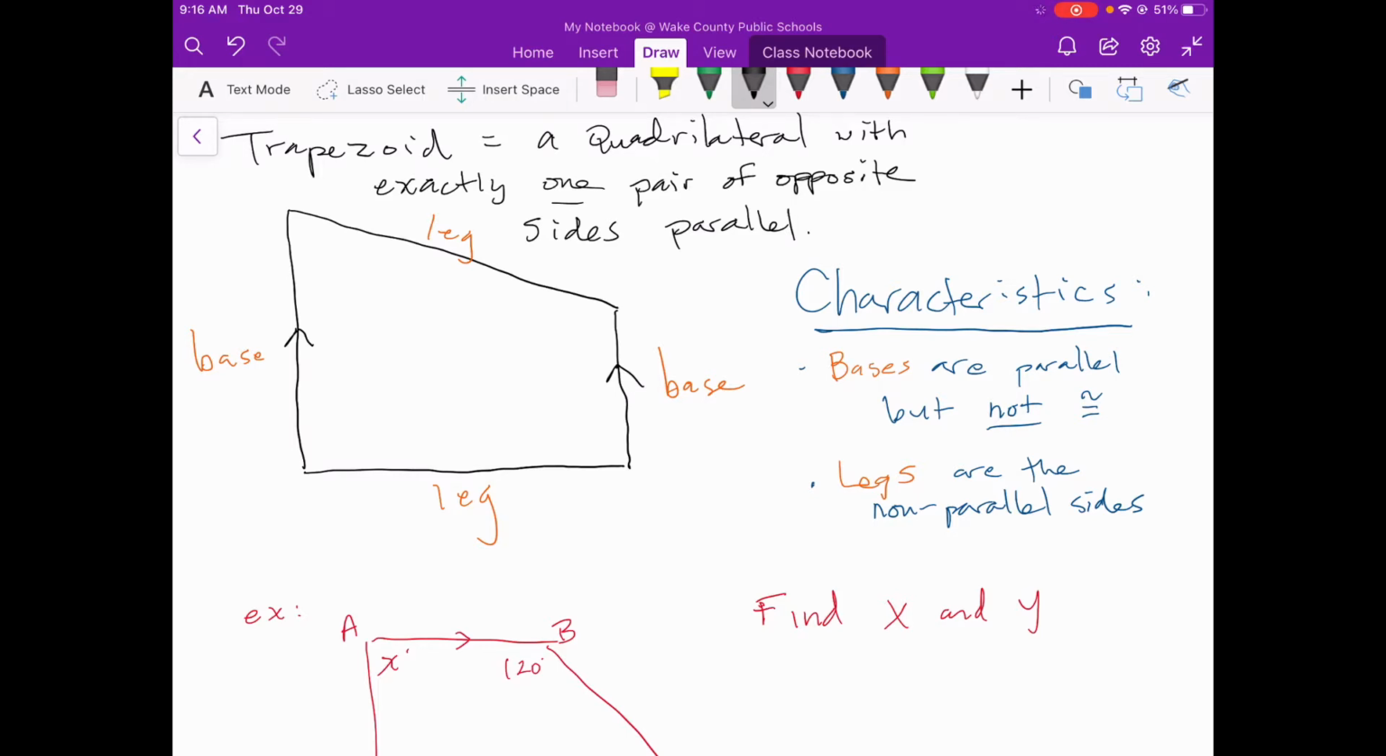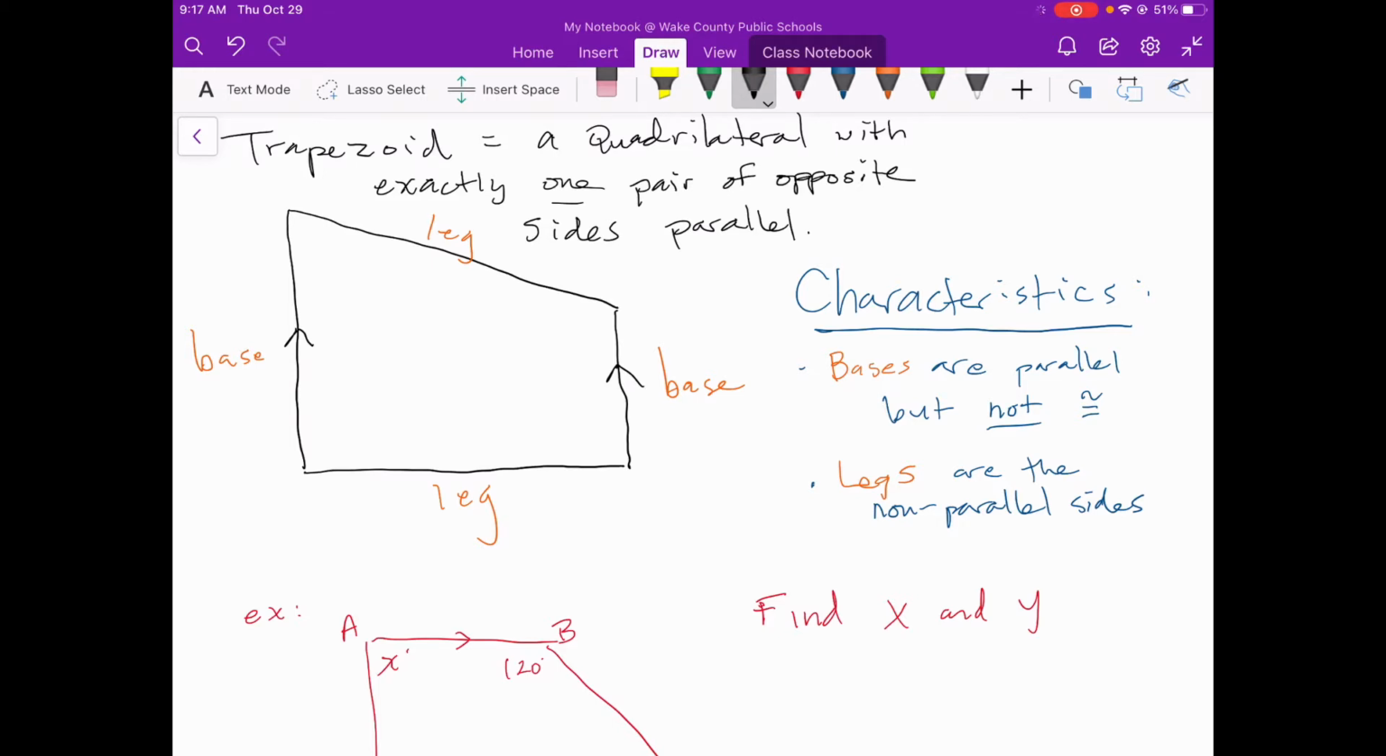All right, really important. If you take a look at this picture that I've drawn for you here, you can see the one pair of parallel sides indicated by those arrows there. The two sides that are parallel are called the bases. The two sides that are not parallel, those are called legs. The bases are parallel but are not congruent, because if the bases were also congruent, then you'd have a parallelogram. That's not what we've got here. And then the legs are the non-parallel sides.